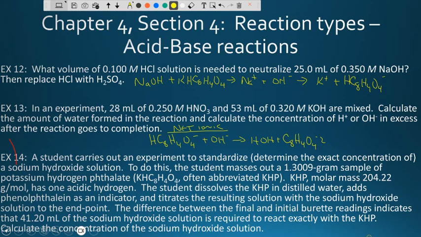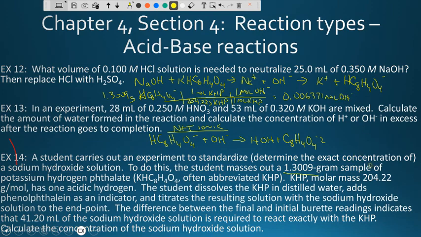Okay, they tell us the mass that we've got in here. We've got 1.3009 grams of my KHP, or my HC8H4O4 with a negative. I'm going to convert that into moles, 204.22 grams of KHP to moles of KHP. And I see within this, 1 mole of KHP will give me 1 mole of hydroxide, won't it? So then I can convert that into my hydroxides, and so I get 0.006371 moles of hydroxides.